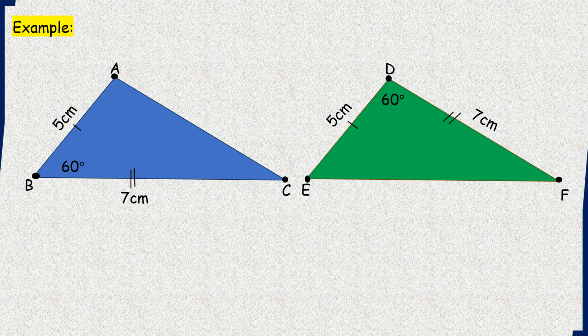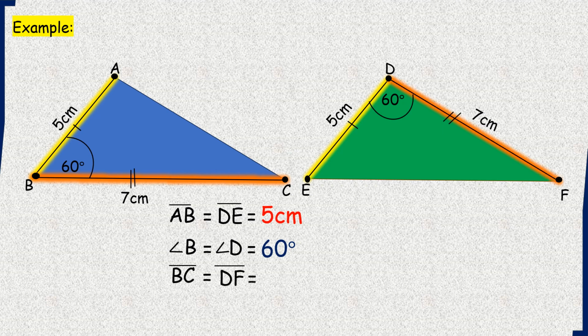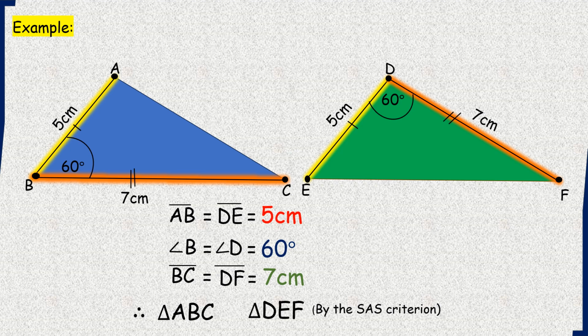For example, observe these two triangles. Here, side AB and side DE are equal to 5 centimeters. Angle B and angle D are equal to 60 degrees. Side BC and side DF are equal to 7 centimeters. Therefore, by the SAS congruence criterion, triangle ABC and triangle DEF are congruent.